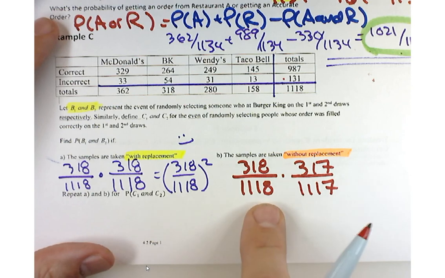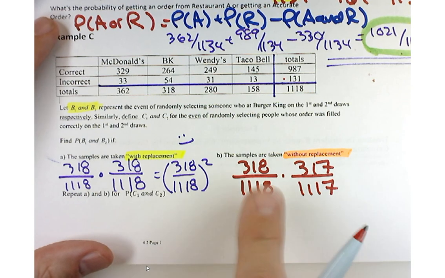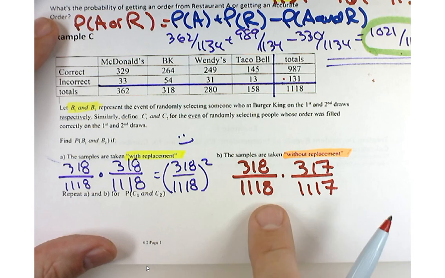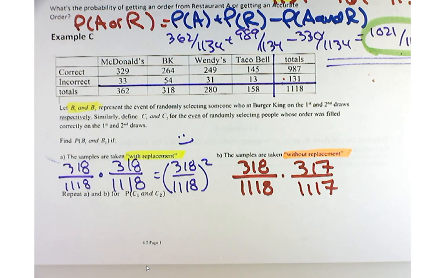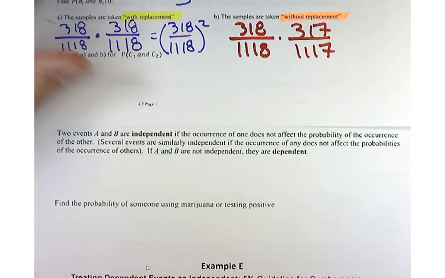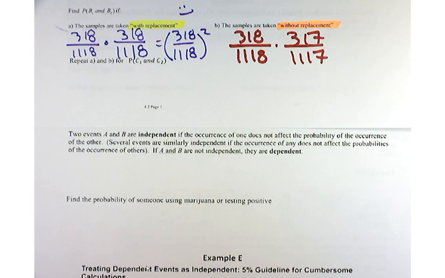And that's kind of interesting, because what it's saying is that what happened on this first event affected what happens on the second event. These are related somehow. They're dependent. So that's something I want to discuss a little bit more. On the back side of this, you've got a definition of dependence. Events A and B are independent if the occurrence of one does not affect the probability of the occurrence of the other one.